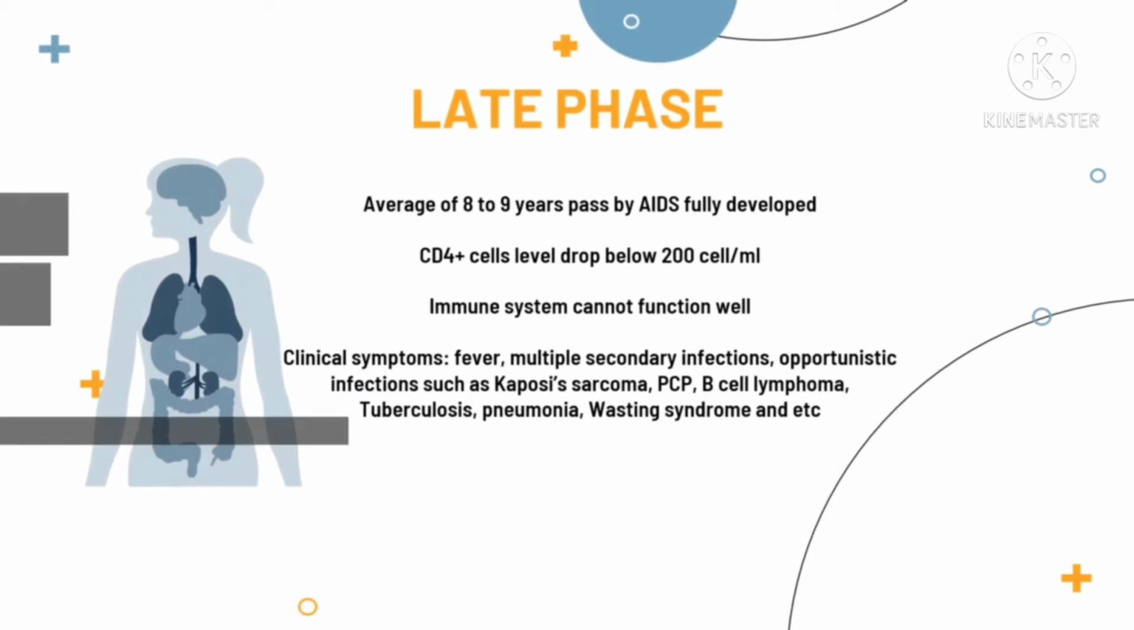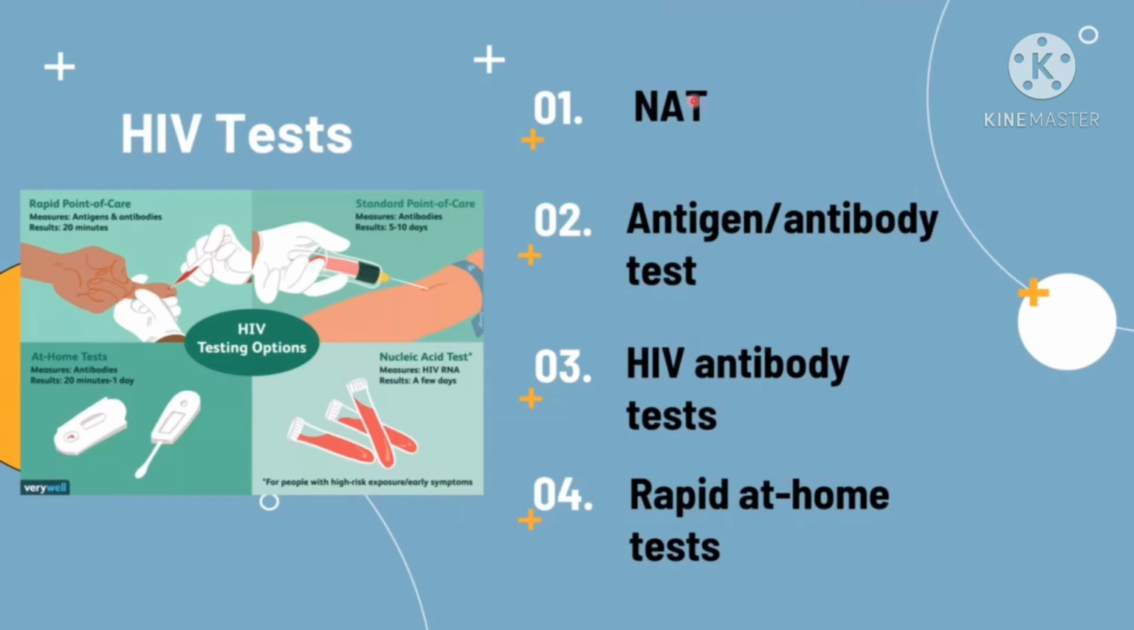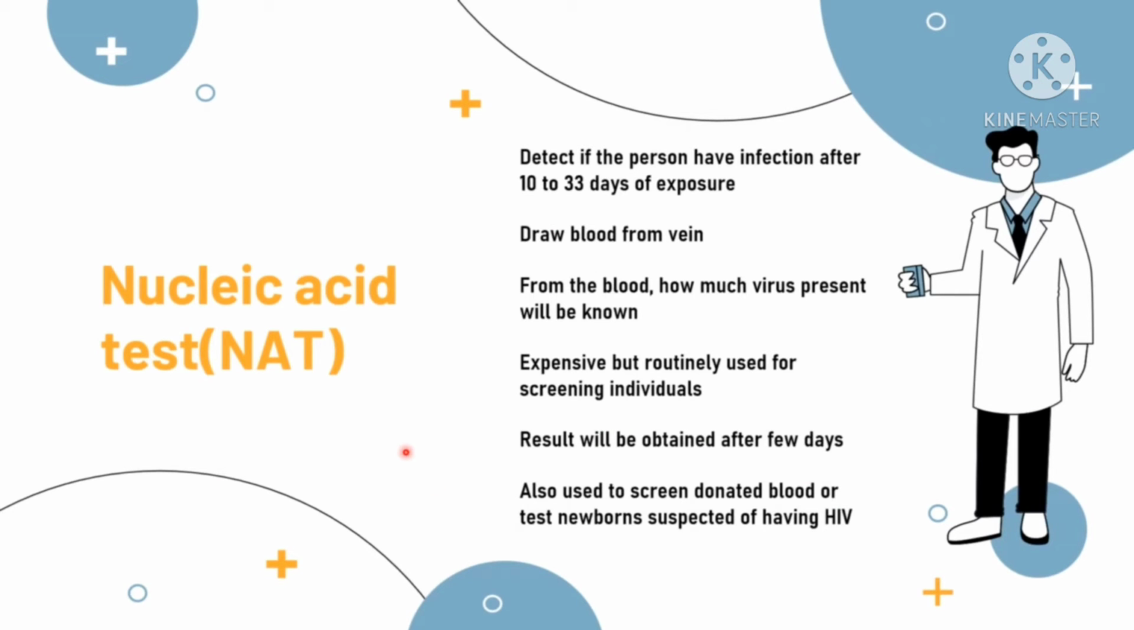syndrome, and more. For HIV tests, we have 4 types: nucleic acid test, antigen antibody test, HIV antibody test, and rapid at-home test. What is the nucleic acid test? It detects if the person has infection after 10 to 33 days of exposure to HIV. It is drawn from a vein, and from the blood it tells how much virus is present. It is expensive but routinely used for screening individuals. Results will be obtained in a few days. It is used to screen donated blood or test newborns suspected of having HIV.